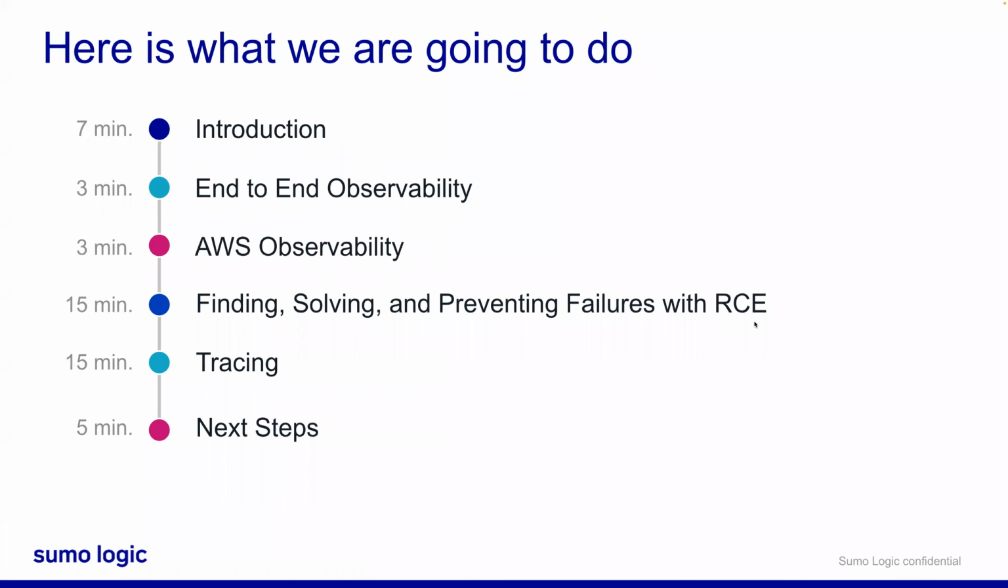And so here's our agenda. We'll stick to it pretty closely, give or take. We're going to do an introduction, which is already underway. We're going to talk a little bit about end-to-end observability. Then we're going to talk about AWS observability and how the two are related, and I'm sure you know the connection. And then start to talk about RCE, which is that Root Cause Explorer, talk about tracing, talk about some other features as well. This slide should probably be updated because we'll talk about service maps, a bunch of features within Sumo.